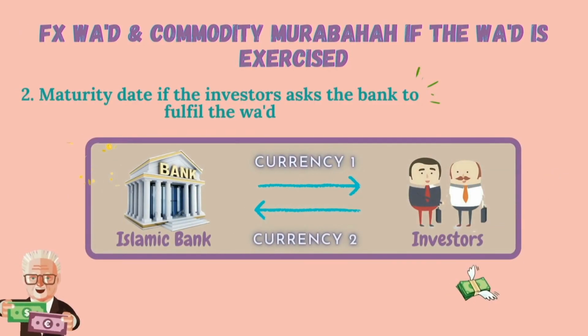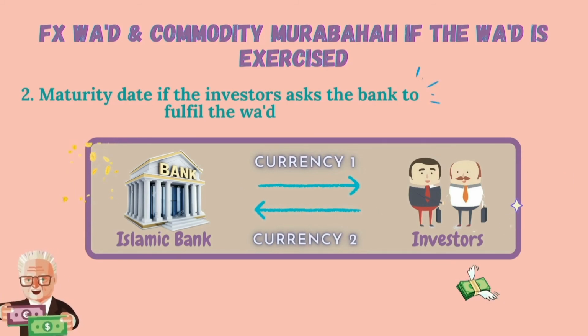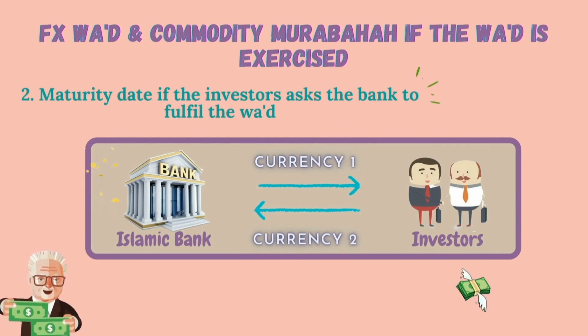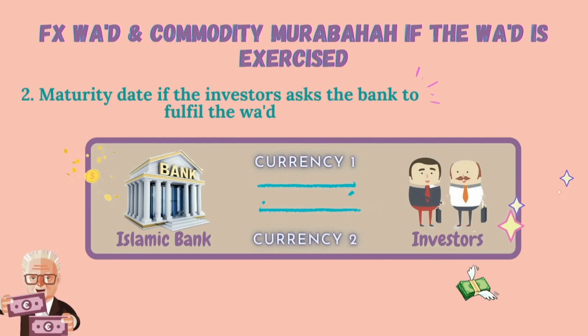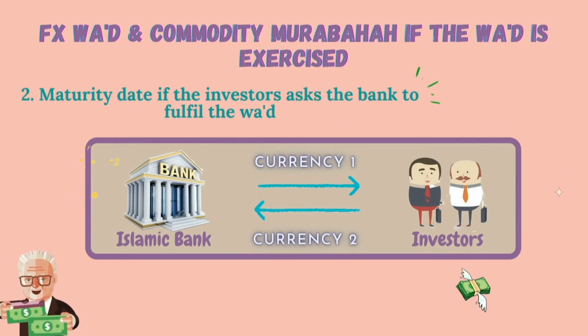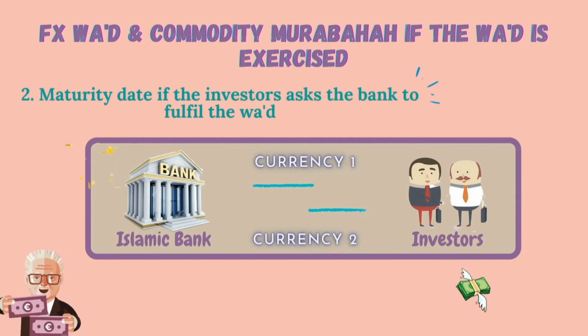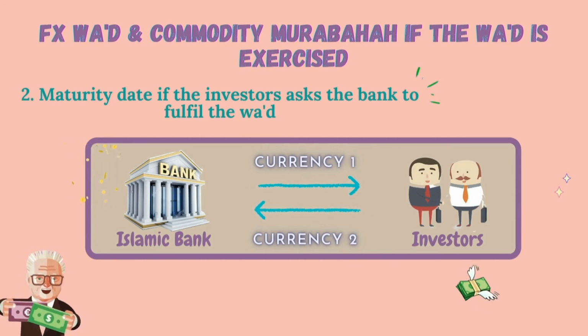Moving on to the foreign exchange wa'ad and commodity murabaha, in the case of wa'ad is exercised. On the maturity date, the investor might ask the bank to fulfill its promise or release the bank from its undertaking. On the maturity date also, if the investor wants to execute wa'ad, the bank and investor will exchange the currencies. Not to mention, the fee will go to the bank whether or not the investor exercised the promise.